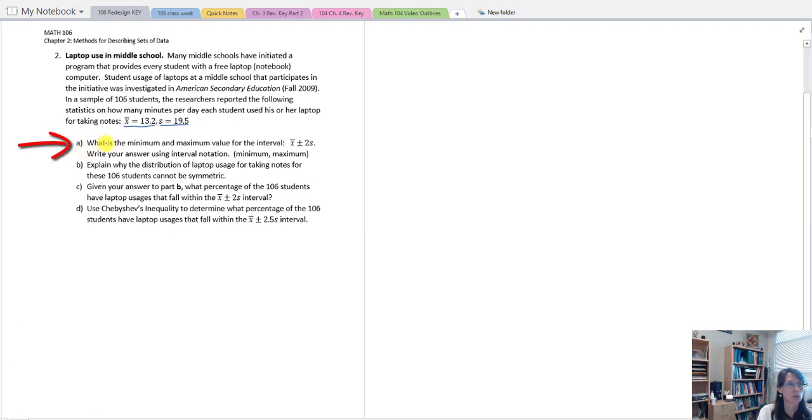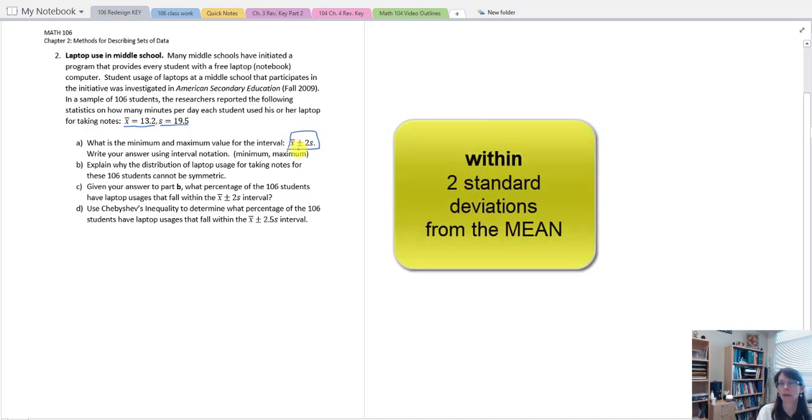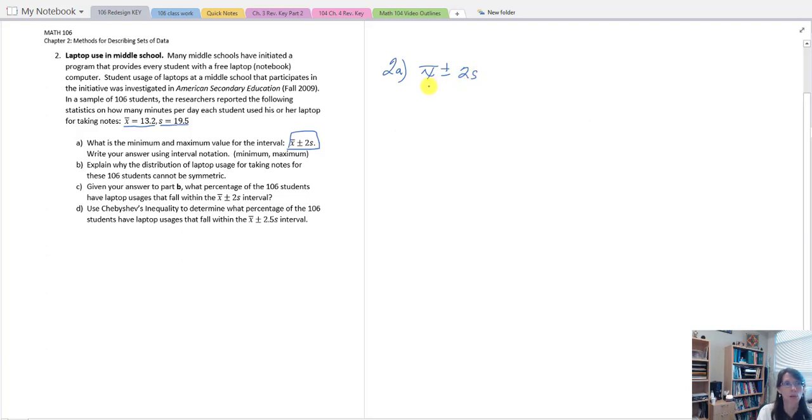The first part says, what is the minimum and maximum value for the interval x bar plus or minus 2s? So x bar plus or minus 2s represents being within 2 standard deviations of the mean. So we're going to calculate x bar plus or minus 2s. In order to calculate that, we're substituting 13.2 for x bar, and s is 19.5. So remember, this breaks up into 2 separate calculations.